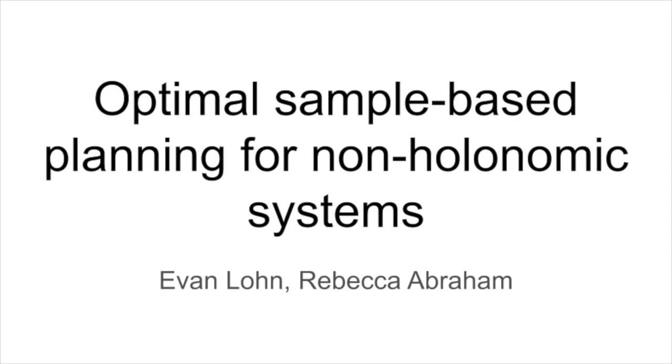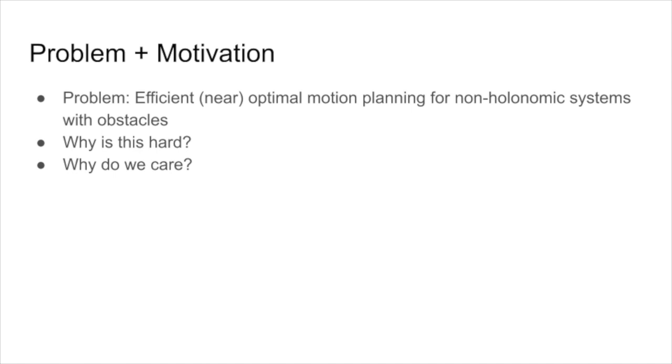Our project will be a literature review on sampling-based planning for non-holonomic systems with obstacles. I'll quickly break down the problem statement. Motion planning for non-holonomic systems with obstacles refers to the generation of open-loop control inputs to accomplish some state space goal. We assume that we have perfect knowledge of the obstacles, constraints, and dynamics of the system.